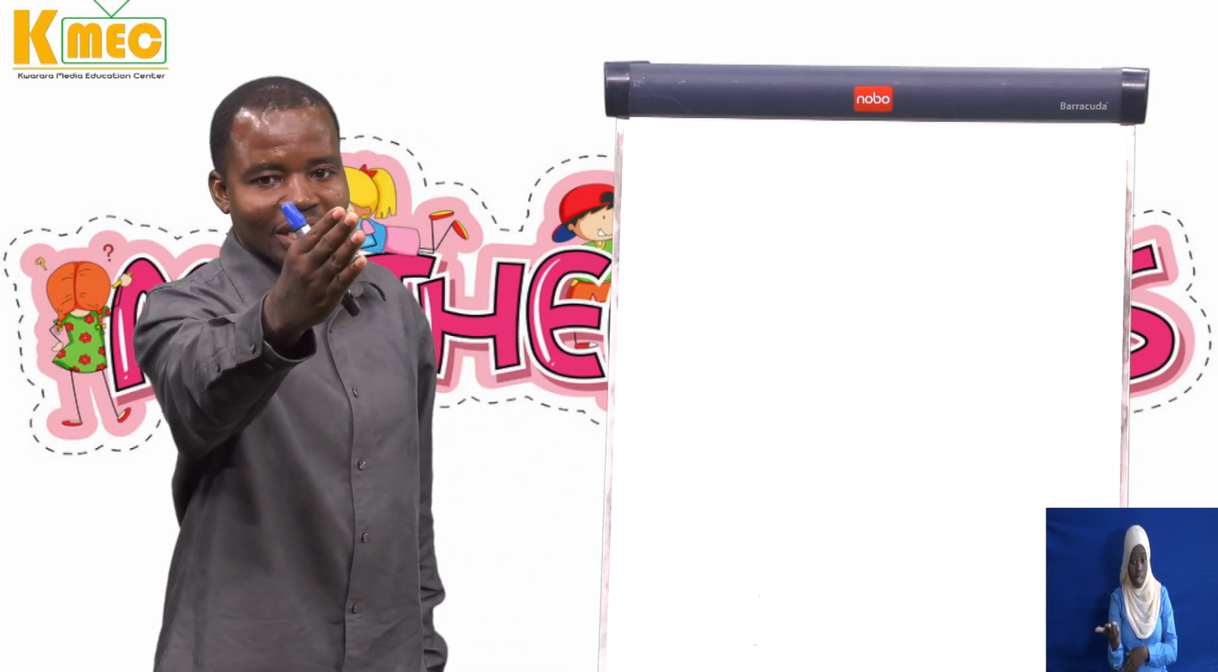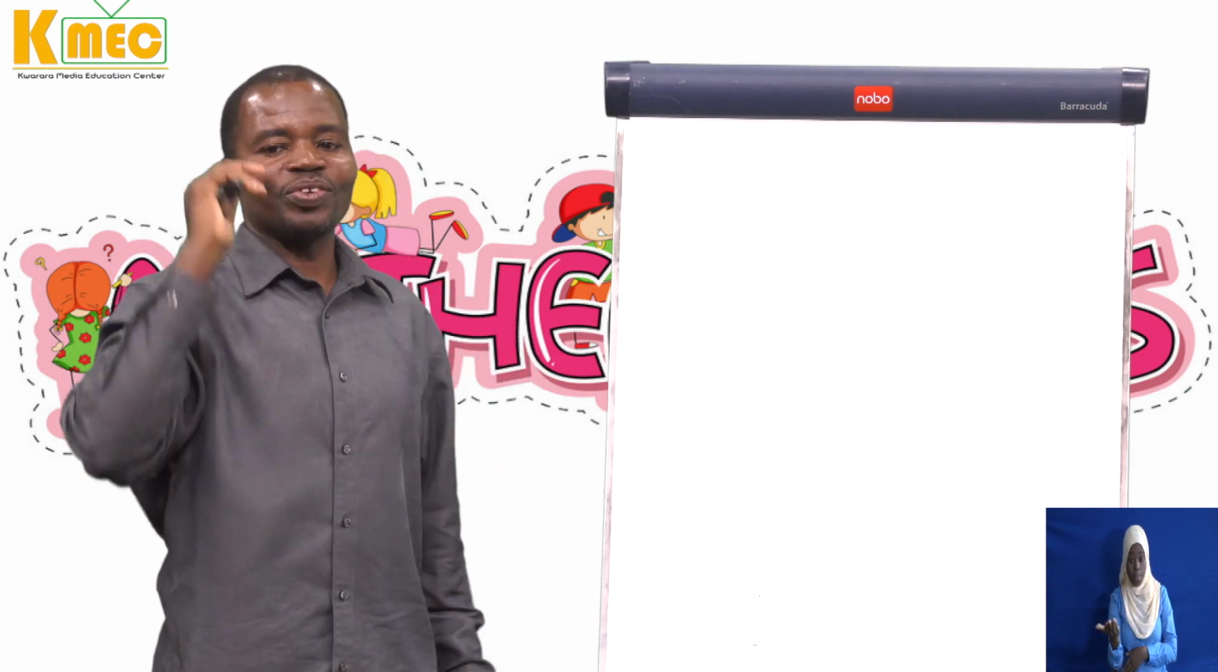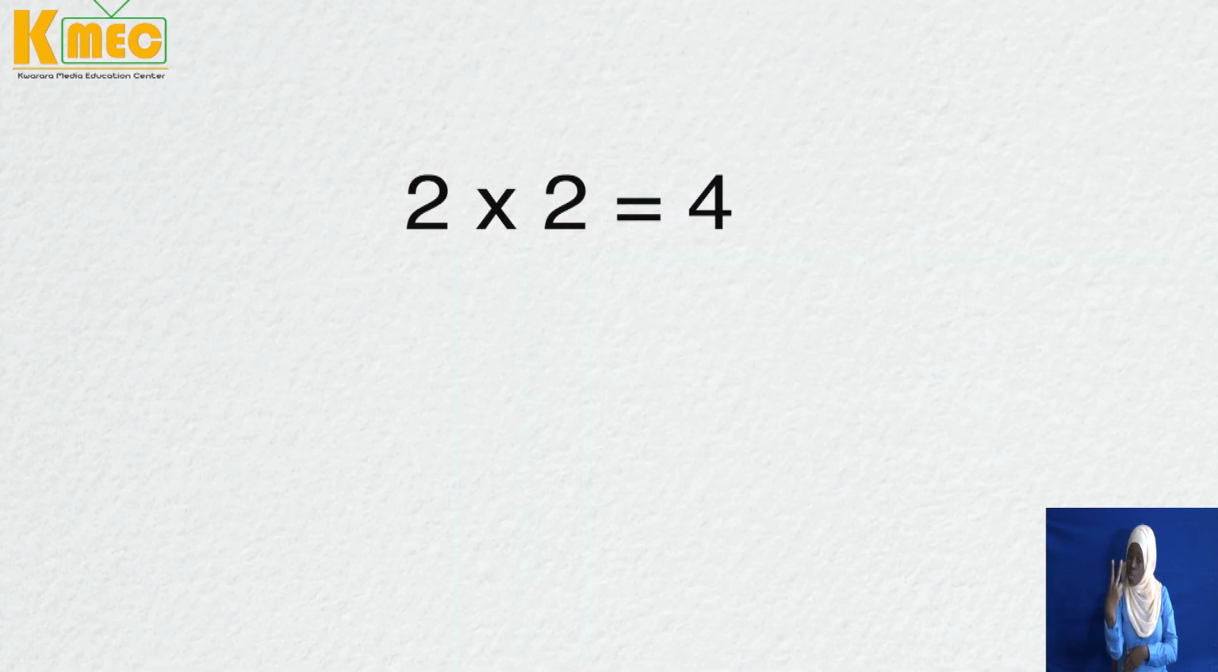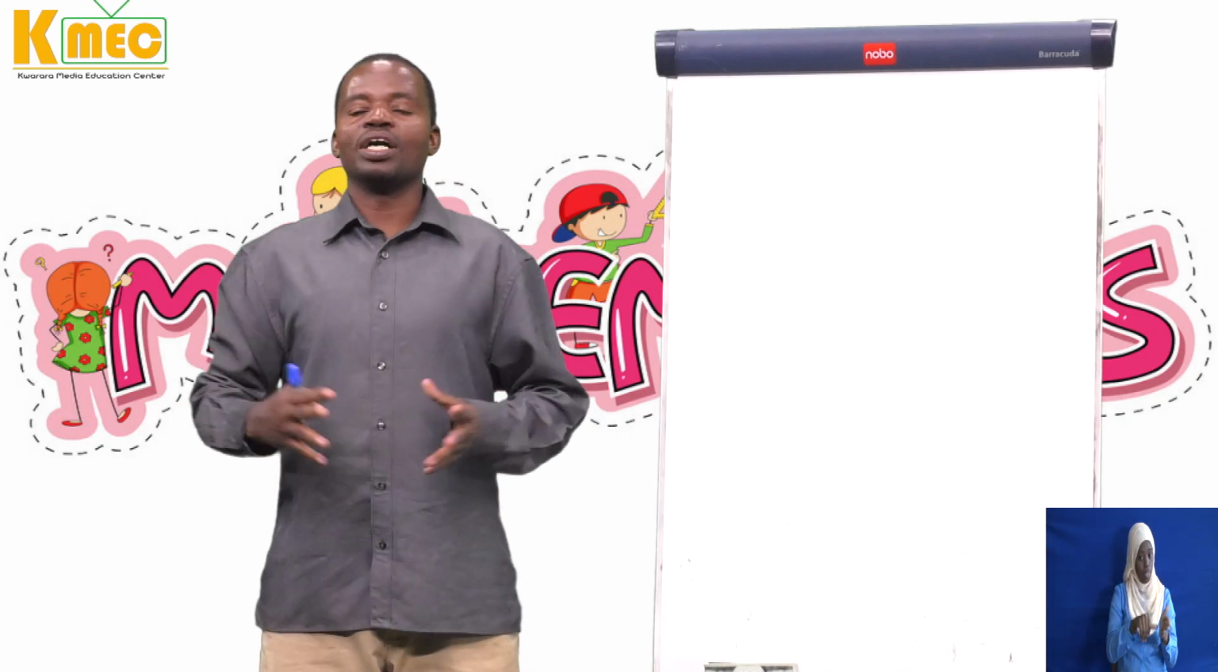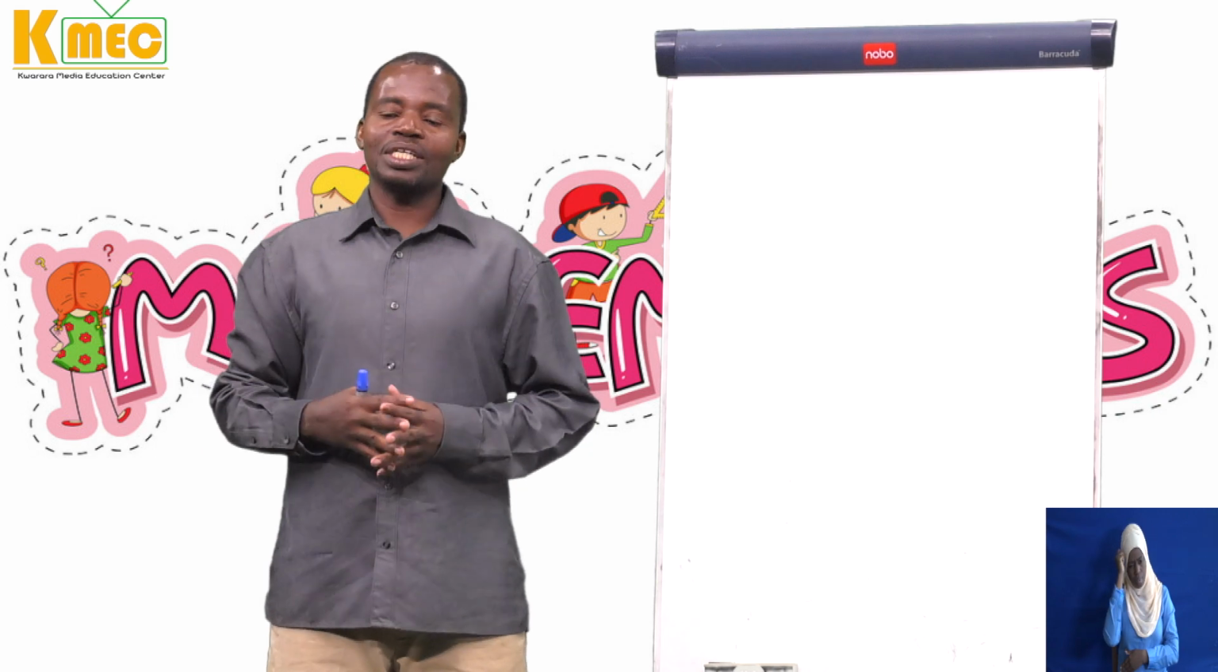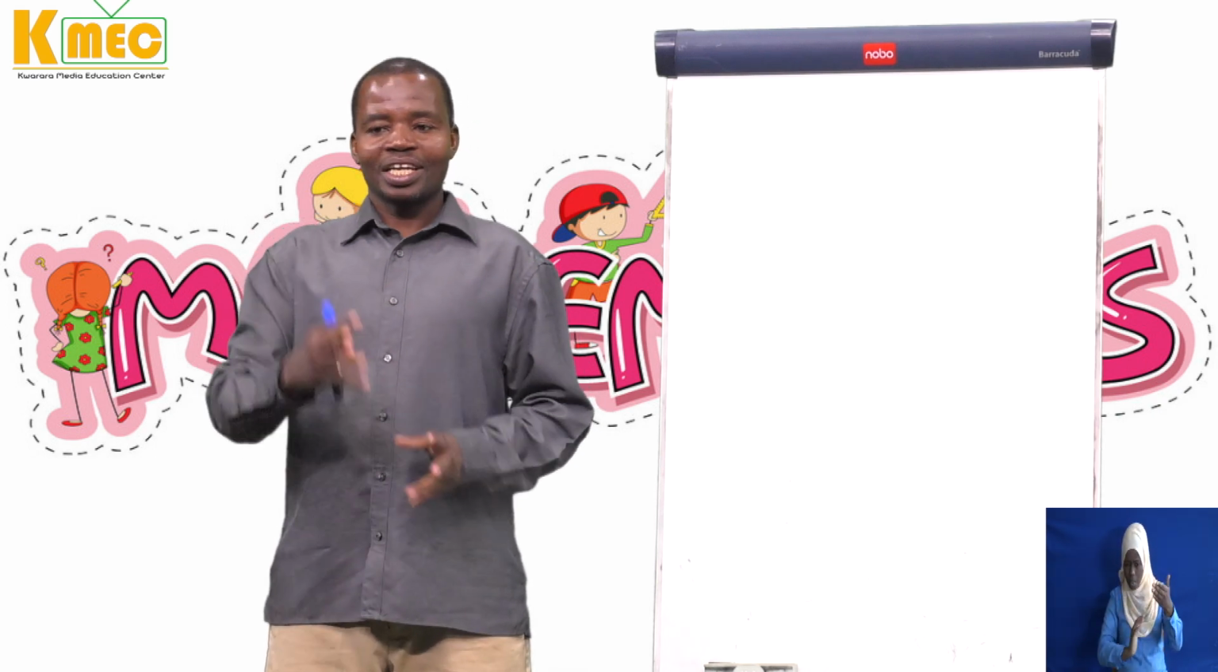It is 4. Very good. 2 multiplied by 2 is equal to 4. Very good. My dear viewer, do you remember the mathematical table? Can I ask you?